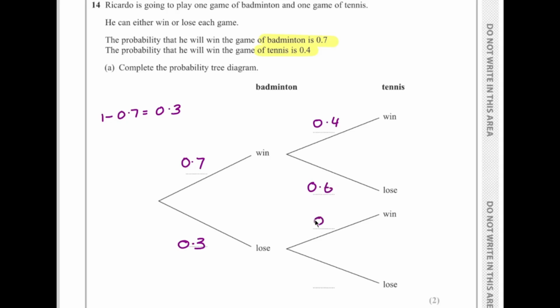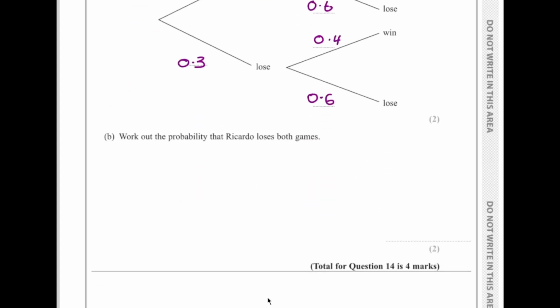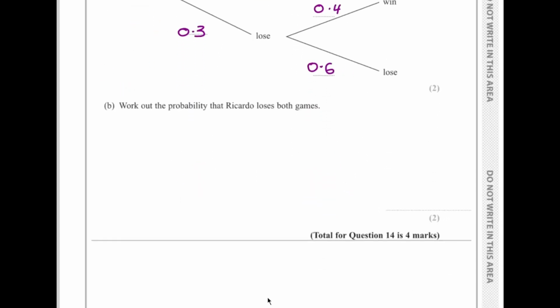This one again 0.4, 0.6. So that's how we complete this one. Once we add the two branches, they add up to 1. Work out the probability that Ricardo loses both games.